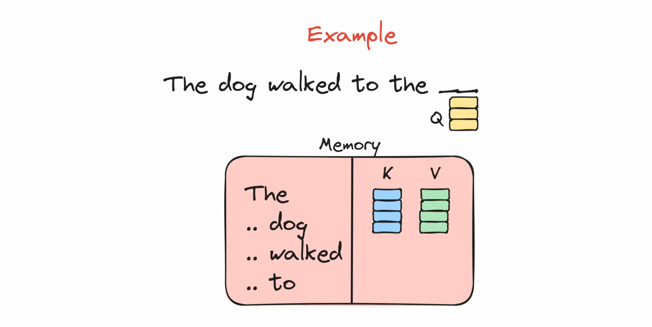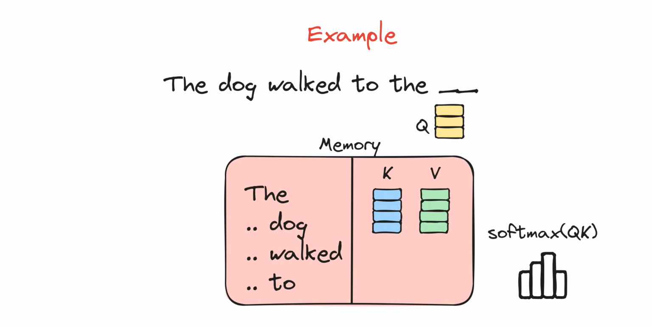To make this a bit more clear, let me note that in practice, we're actually going to be computing several queries simultaneously at once. These queries can be grouped together in a matrix. In the same way, the memory that has the key and value store can also be written as two separate matrices. When we combine the query and the key and compute the softmax, we end up with many different histograms representing all the combinations of the queries and the keys.